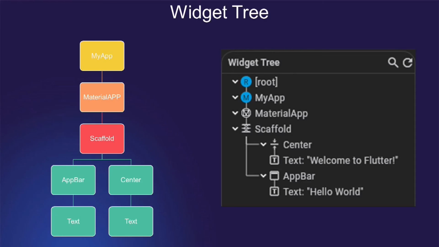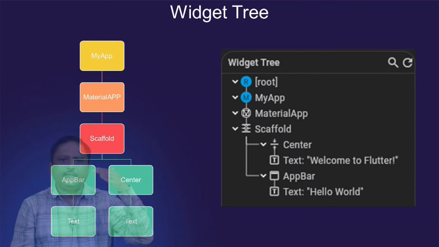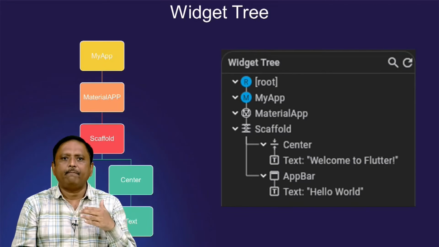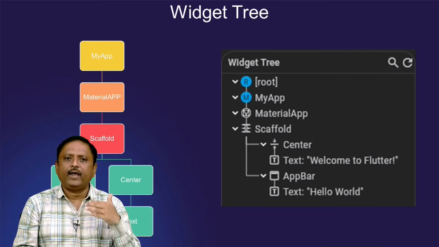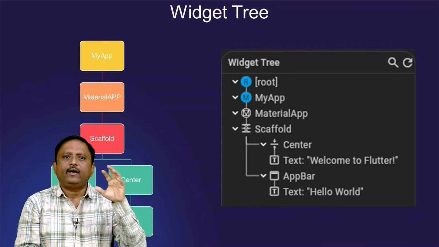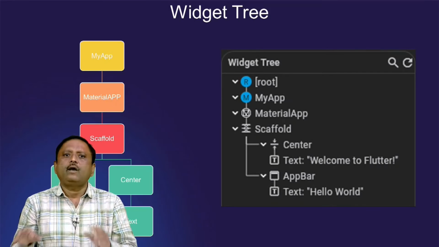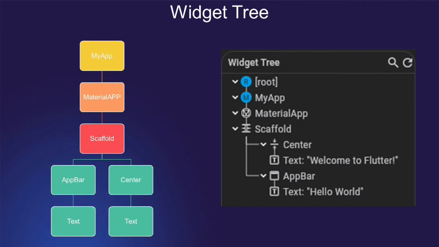On the right hand side you can see the widget tree generated by Visual Studio Code. So we can draw these widget trees manually, or based on your code Visual Studio Code automatically generates the widget tree for your screen. Understanding the widget tree is crucial. It visually represents how widgets are nested. So there is a material app, then a scaffold, then an app bar, and a body with center, and body consists of text. This hierarchy helps Flutter know what to render and update when the state changes.